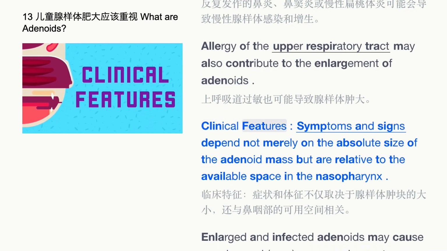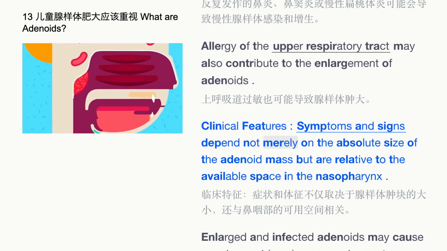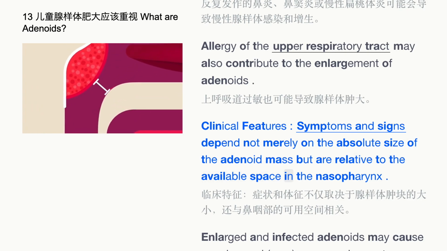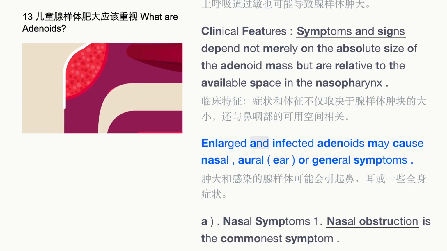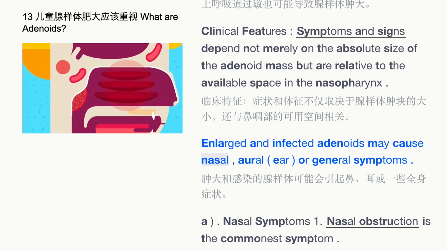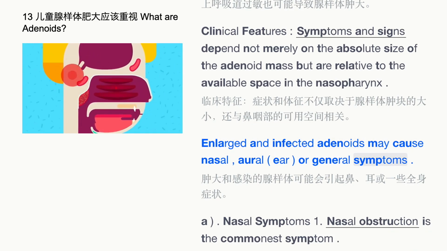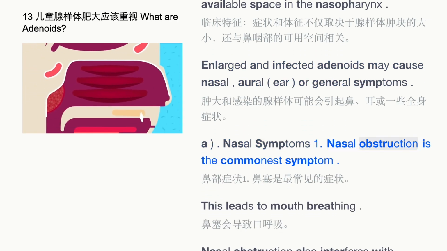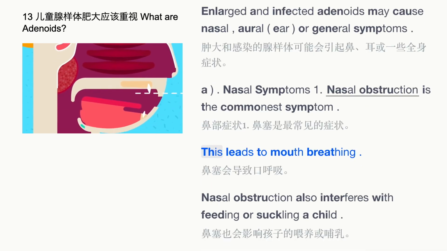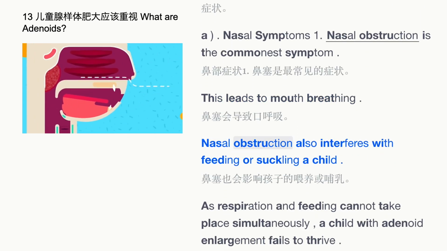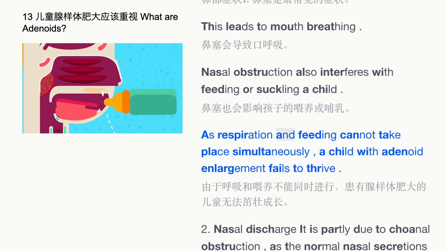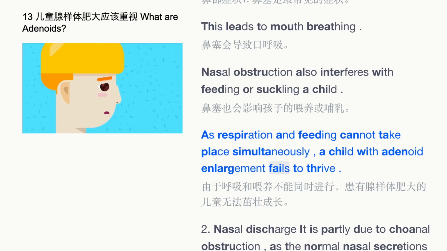Clinical features. Symptoms and signs depend not merely on the absolute size of the adenoid mass, but are relative to the available space in the nasopharynx. Enlarged and infected adenoids may cause nasal, oral, ear, or general symptoms. A. Nasal symptoms. 1. Nasal obstruction is the commonest symptom. This leads to mouth breathing. Nasal obstruction also interferes with feeding or suckling a child. As respiration and feeding cannot take place simultaneously, a child with adenoid enlargement fails to thrive.